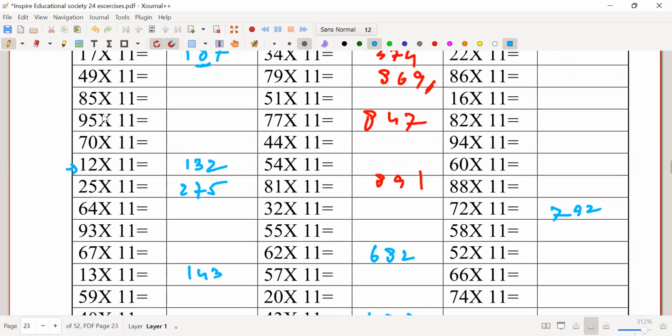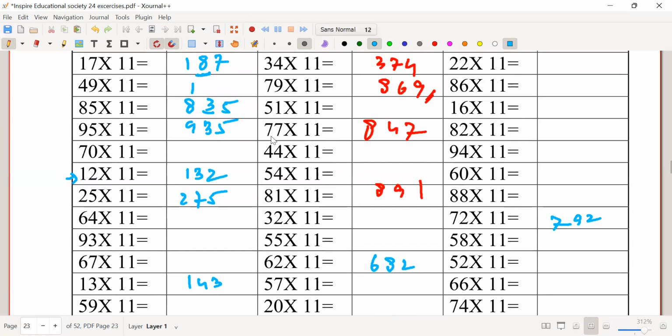It is a double digit, from 10 to 18. Then what do I have to do? 8 plus 5 is 13. So 8 is the first digit and 5 is the last digit. But I can't add 13 here. I can add only one digit. So what will I do? 1, 3. 935 would be the answer.